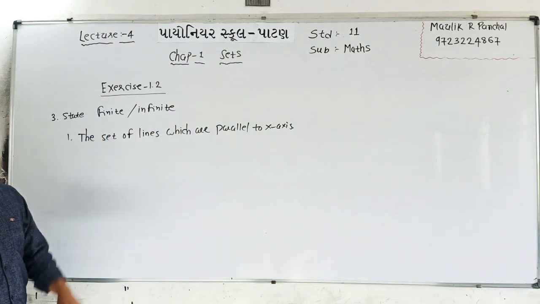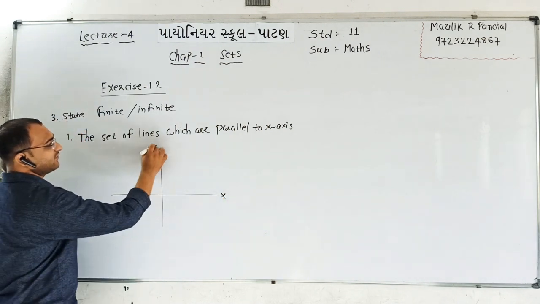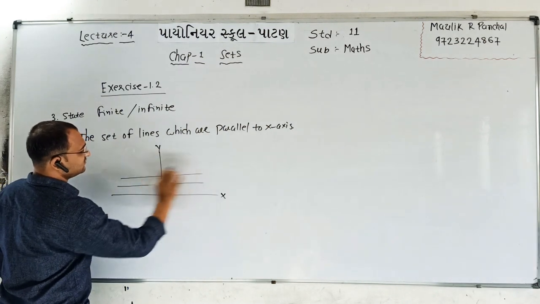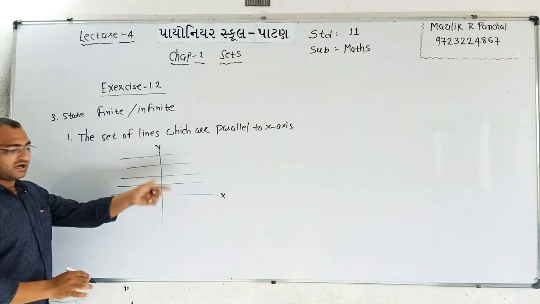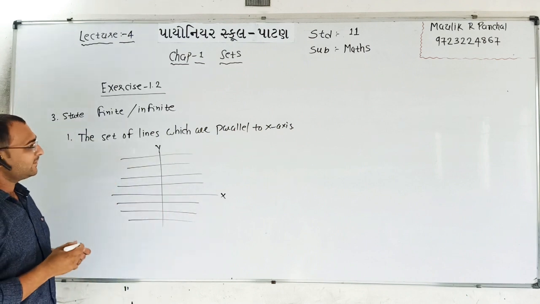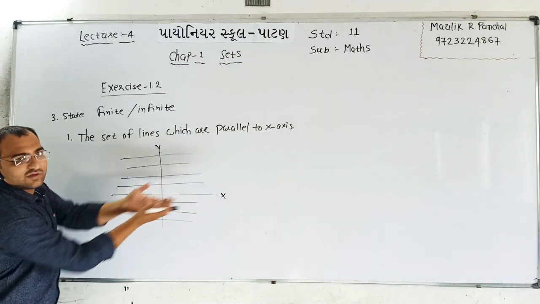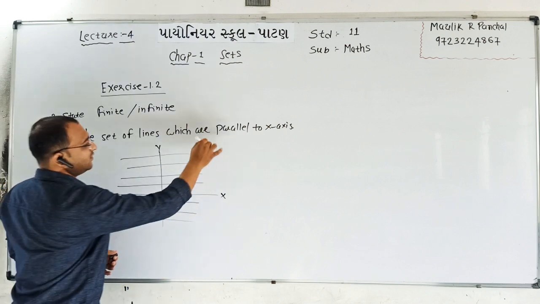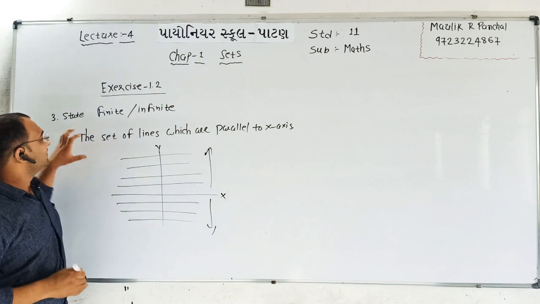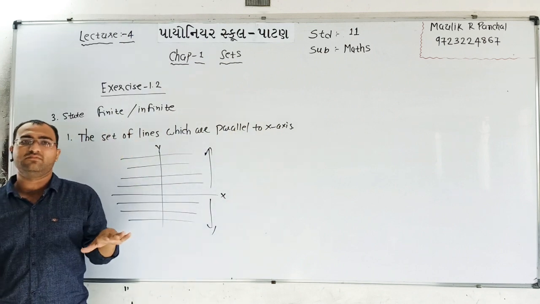We draw lines parallel to the x-axis. This is the x-axis and this is the y-axis. All these lines are parallel to the x-axis, and these lines are also parallel to the x-axis. That means there are infinite lines parallel to the x-axis, up to infinity here and up to infinity here. That means this is an infinite set because it does not have a definite number of members.